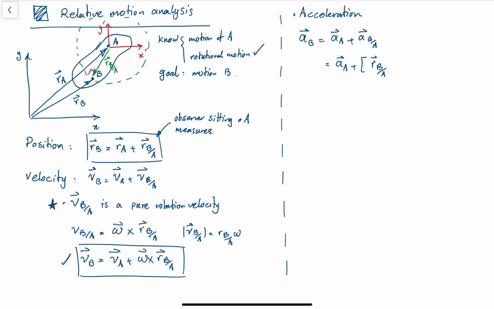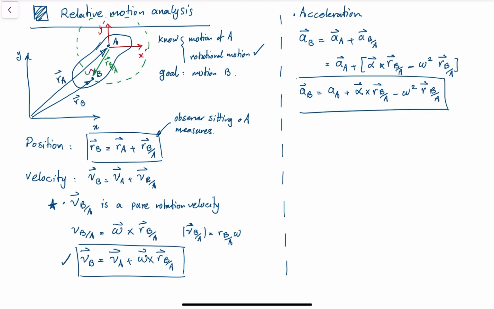Alpha cross r_B relative to A minus omega squared, scalar, times the position vector. And if you want to write it, a_B equals a_A plus alpha cross r_B relative to A minus omega squared r_B relative to A. And this is the acceleration.